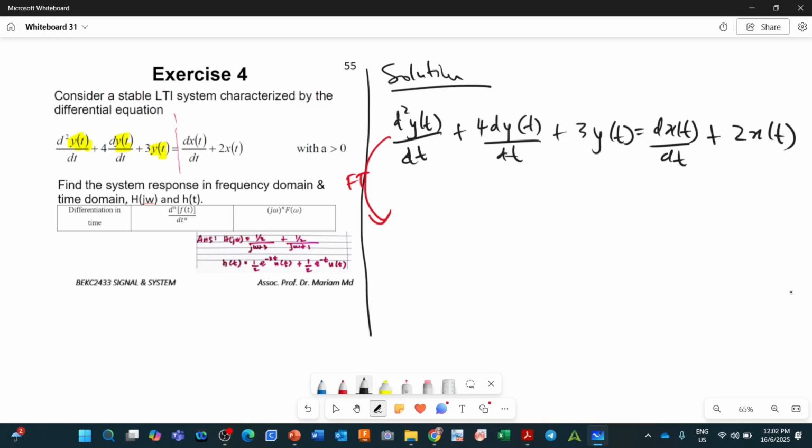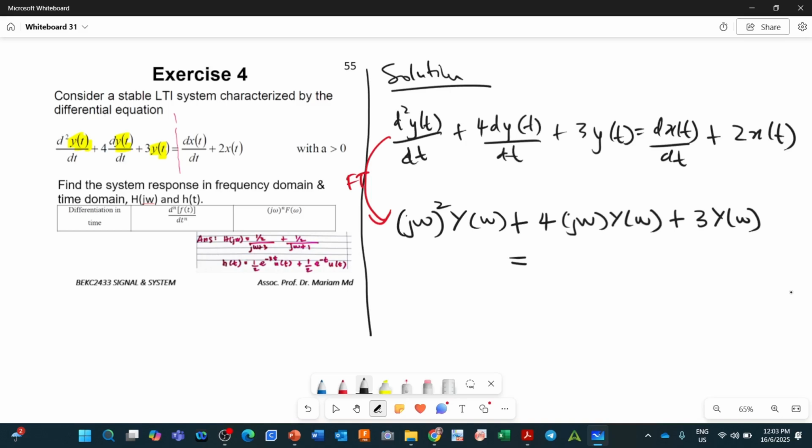So you get, for d squared y(t) over dt squared, j omega to the power of 2 Y, don't forget you have Y here, Y omega. Plus 4 is just amplitude, take it out, then you have j omega Y omega plus 3Y omega. Okay, correct so far? And equivalent to, we have the right side, dx(t) over dt.